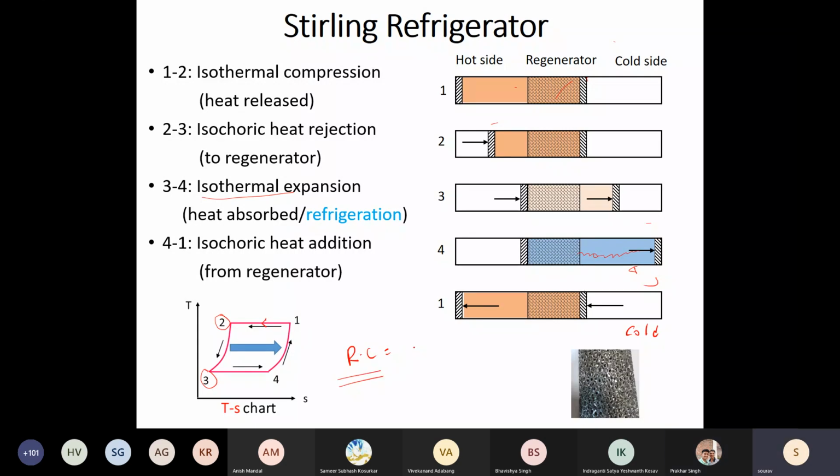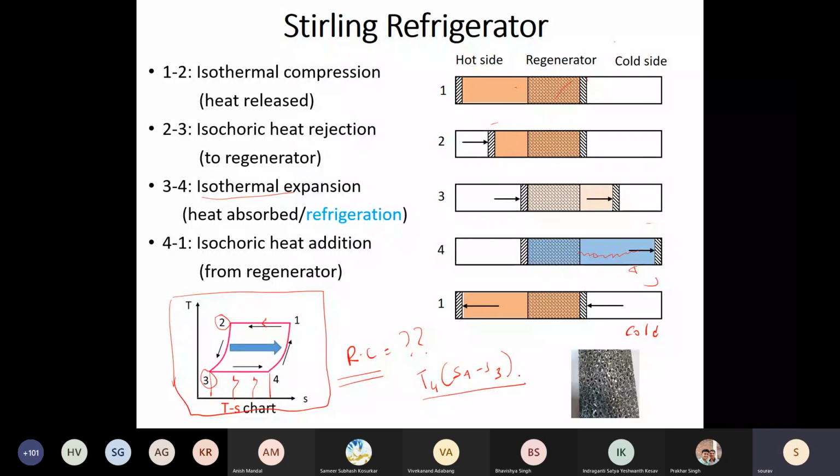Okay. So can you tell me what would be the refrigeration capacity of this system? This is the cycle. What would be the refrigeration capacity of this system? It will be T4 (S4 minus S3). So that is the amount of heat which is being absorbed. Okay, but this is the refrigeration effect.